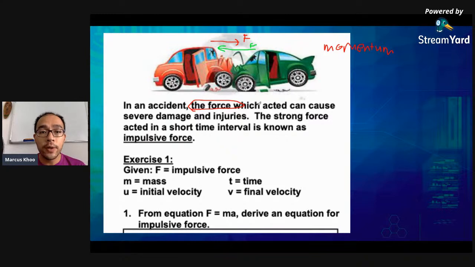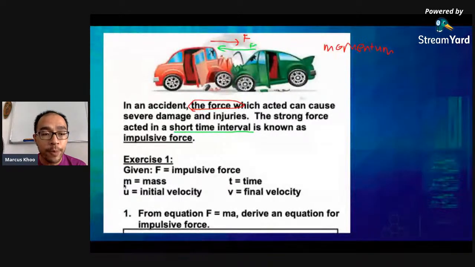So the force that is acting on one another can cause severe damage and injuries. This is very normal. It's not something that I wish would happen to anybody, but in an accident, definitely there'll be some damage to the car and obviously injuries to the person. Now this strong force that is acting in a short time interval is known as the impulsive force. This is what we want to talk about today. And an impulsive force is a strong force.